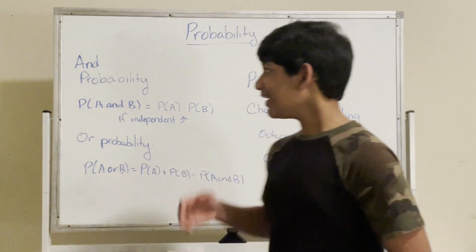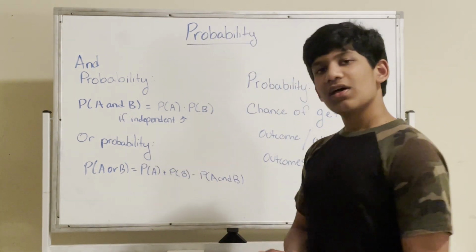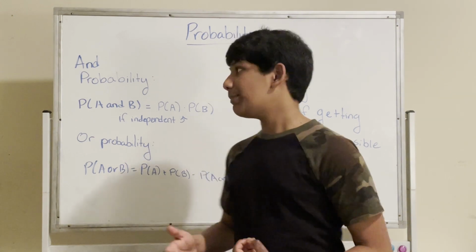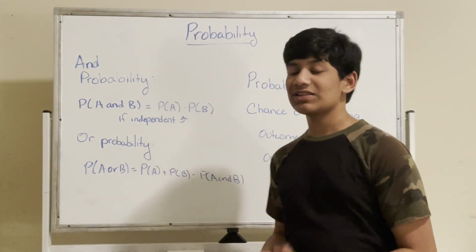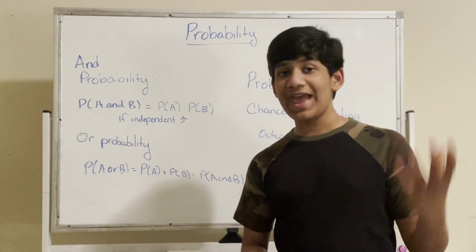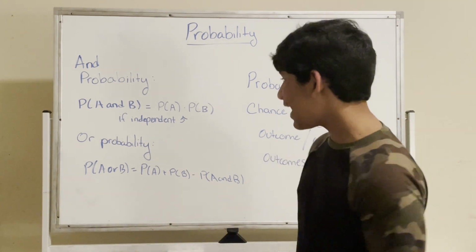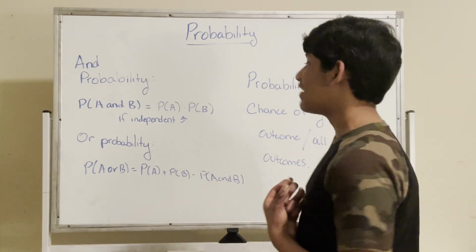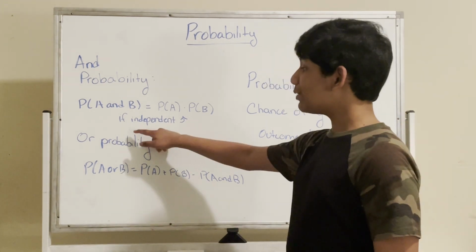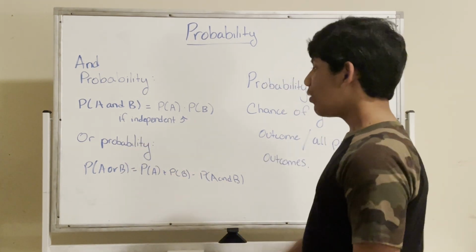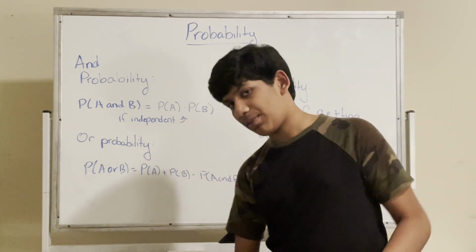Okay, now let's start talking about AND or OR probability. So what is AND probability? AND probability states that the probability of getting an event A and an event B is equal to the probability of getting the event A times the probability of the event B. Now over here we have "if independent." We'll talk about that after we review OR probability.